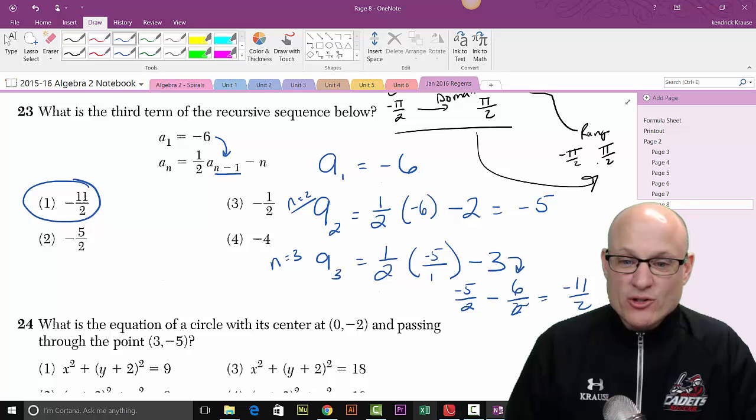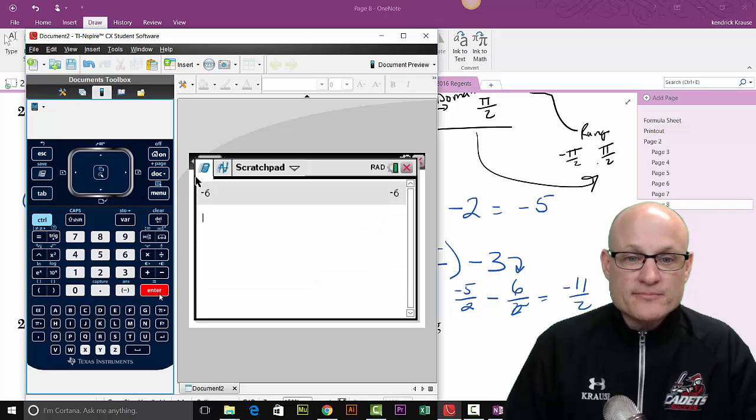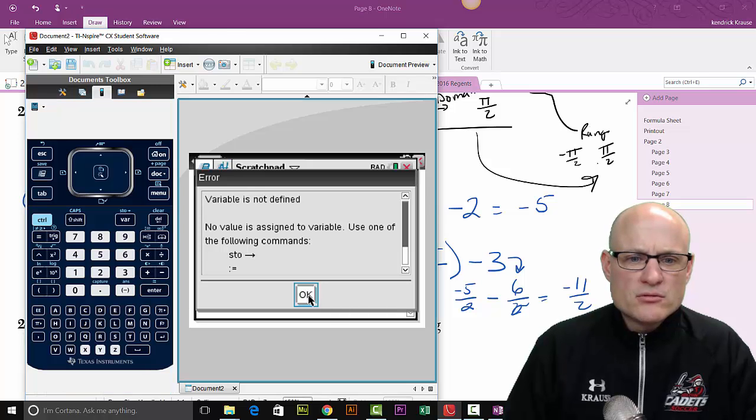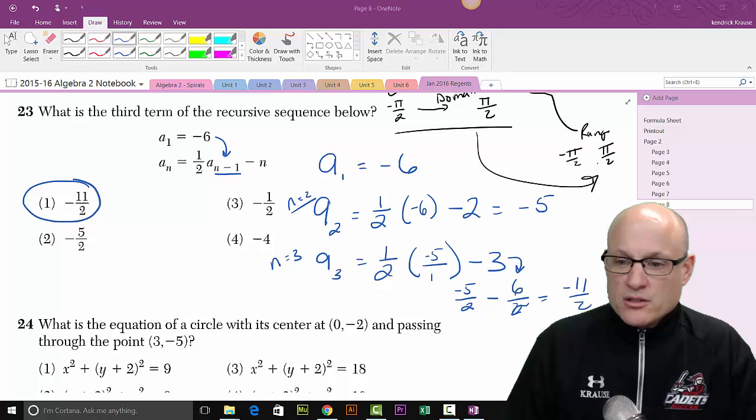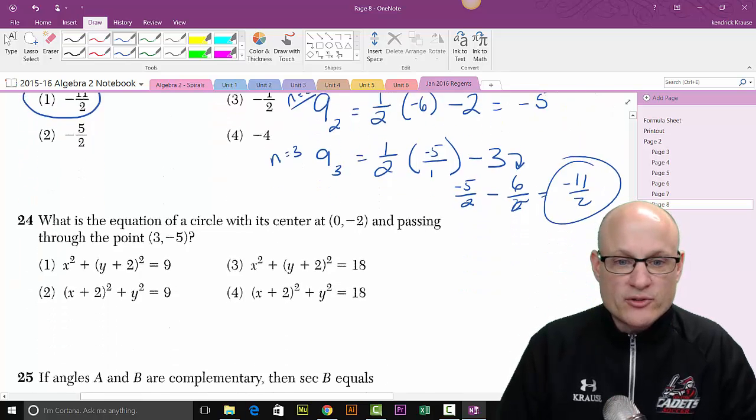But quite honestly, you have to learn to do recursion on your calculator. Let me get rid of all this mess. I take -6 and hit enter. Then the rule says take 1/2 times the answer minus 2, enter. Then take 1/2 times the answer minus 3. Anyway, negative 11 over 2. It was supposed to pop up negative 11 over 2.